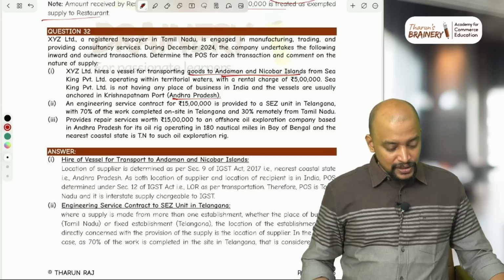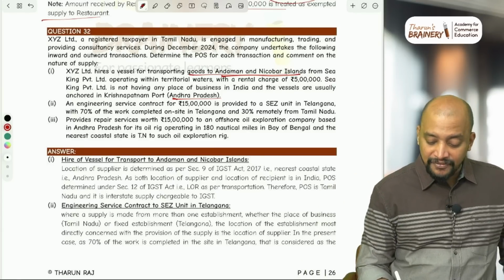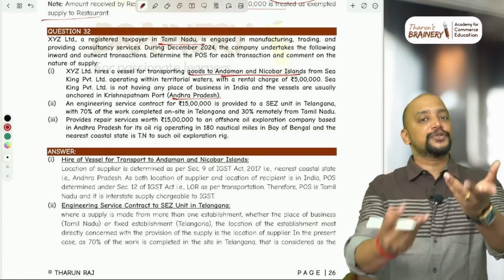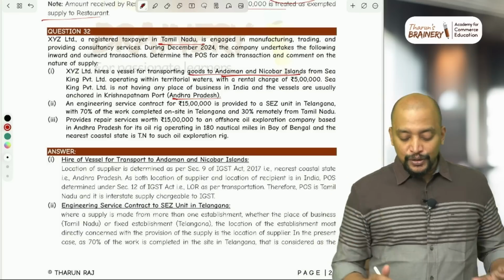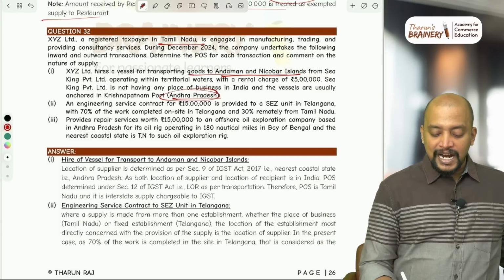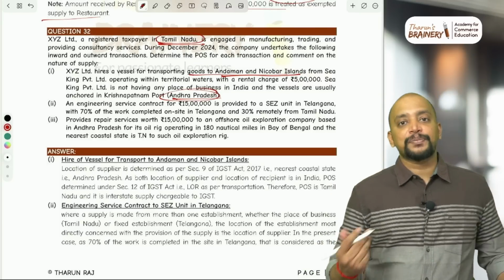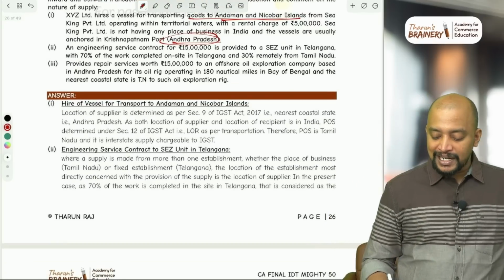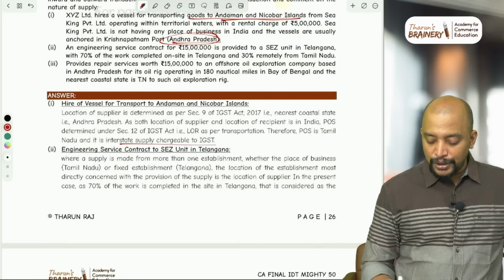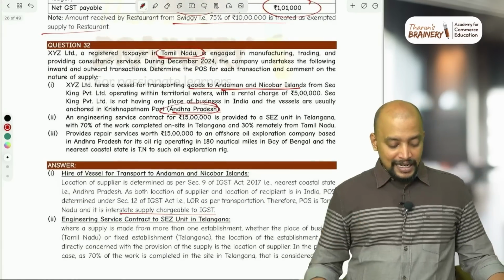So XYZ is hiring a vessel for transporting goods. XYZ is in Tamil Nadu. So the location of supplier is Andhra Pradesh, and the place of supply will be the location of recipient, Tamil Nadu. Therefore, it will come under interstate supply chargeable to IGST. Okay. The next one, second.